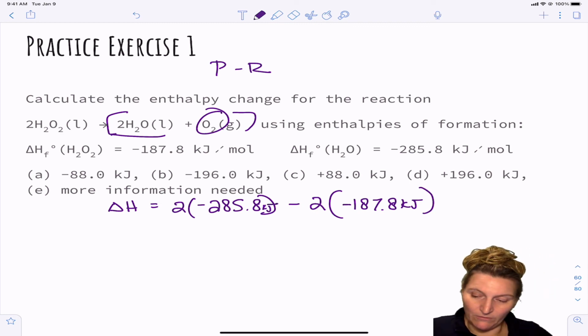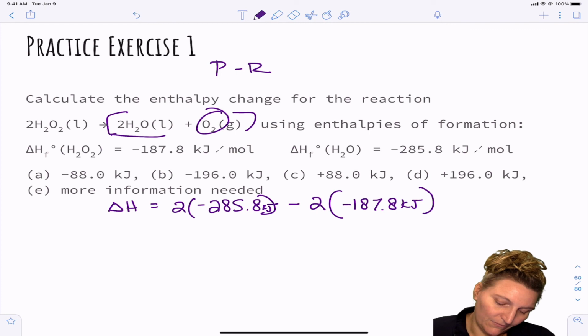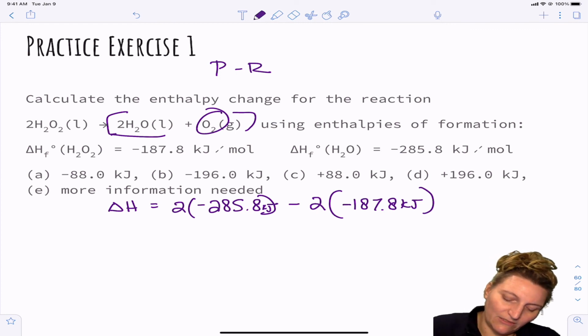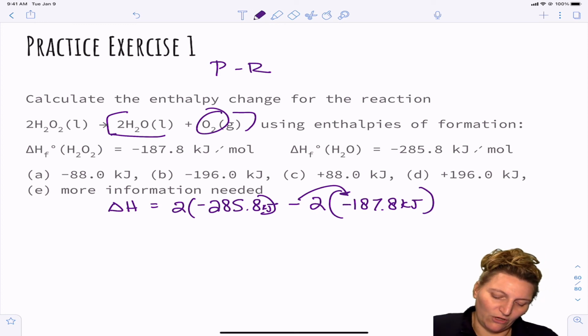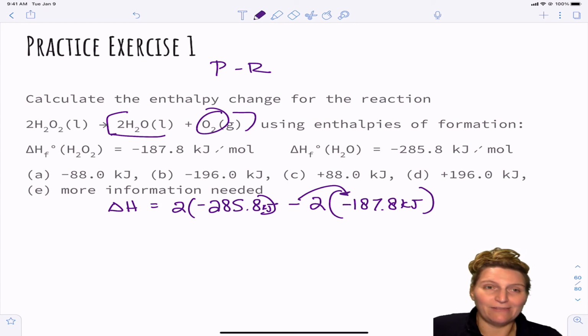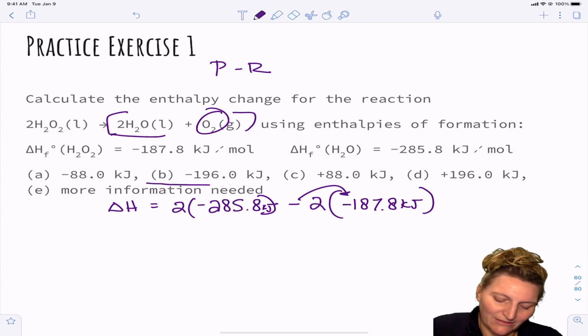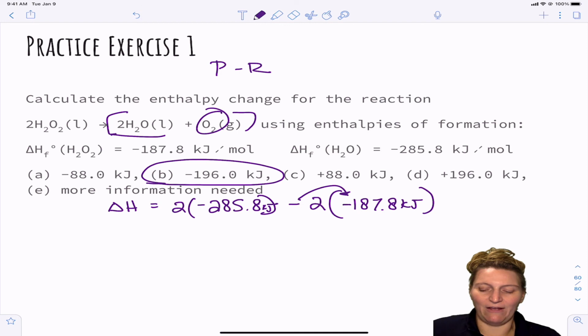And then if you think about putting these together, this is going to be minus and negative. So it's going to be negative 500 and something minus a little less than 400. So you can sort of estimate, or you can have a calculator and figure out that it's going to be certainly negative, and negative 196. Okay.